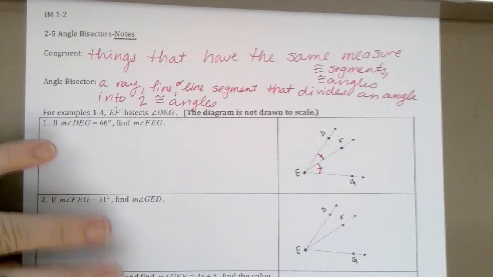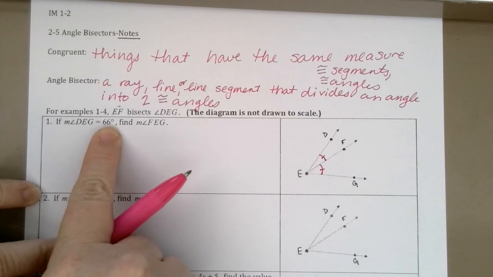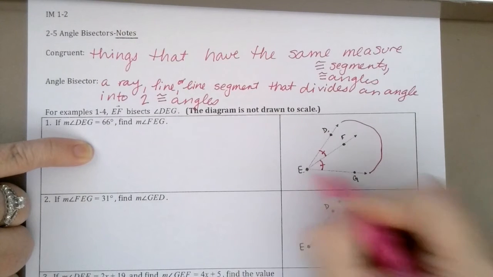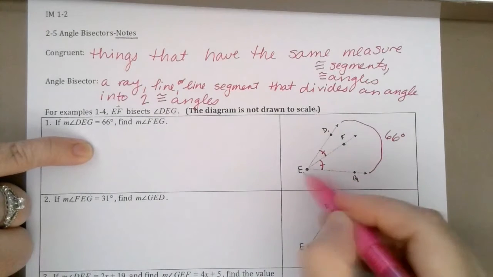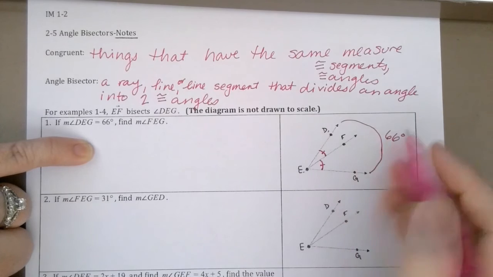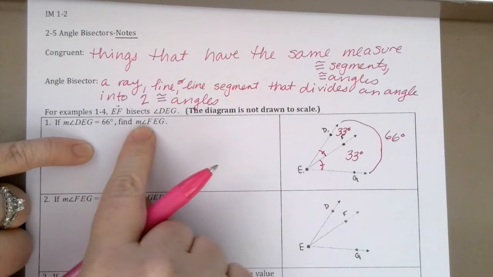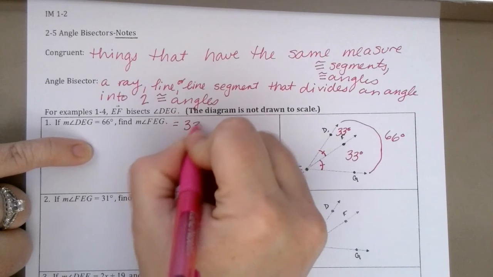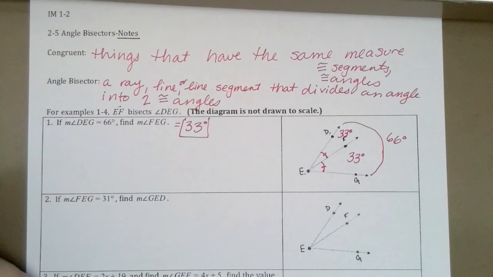Okay? So what do they give me? Measure of angle DEG is 66 degrees. Which angle is DEG? The whole thing. DEG, that whole thing is 66 degrees. So if these two angles make up 66 degrees, and they have to be the same degree measure, what do they equal? So 33 degrees here and 33 degrees here. So what is the measure of FEG? FEG, that's this guy down here, 33 degrees. Make sense?